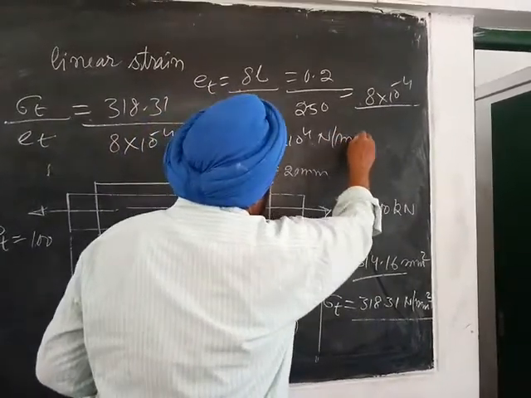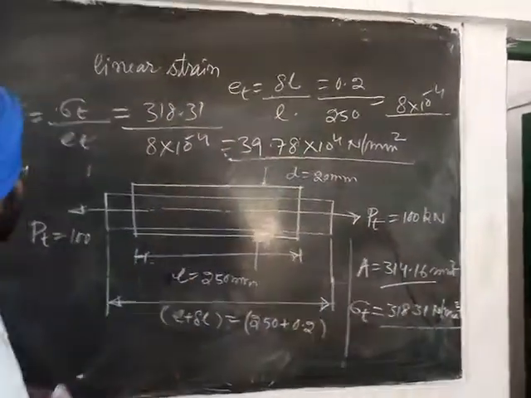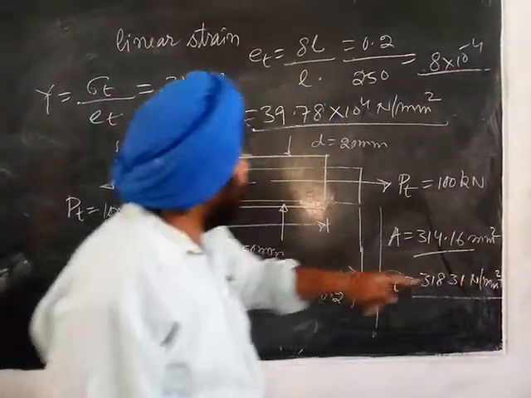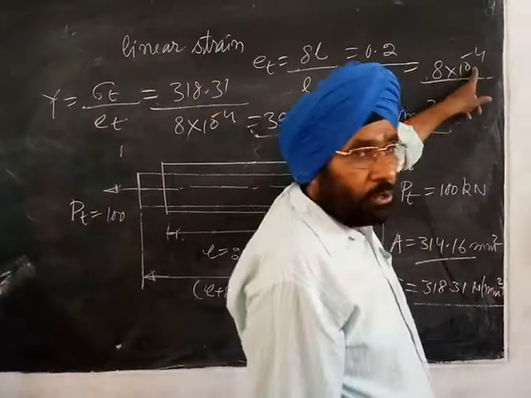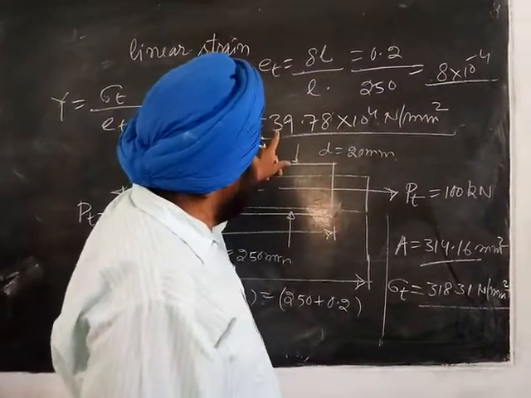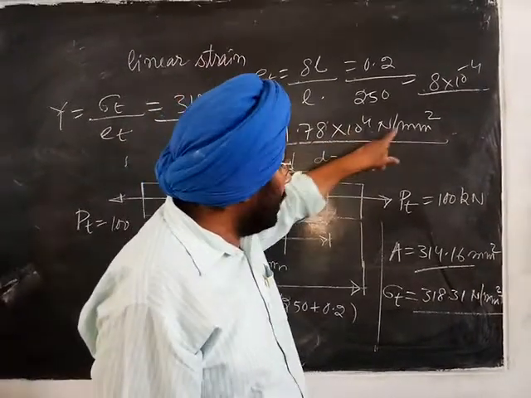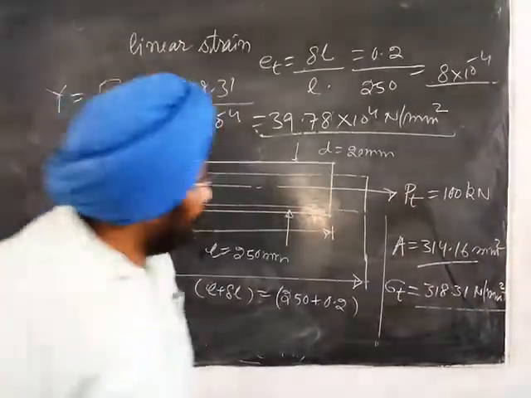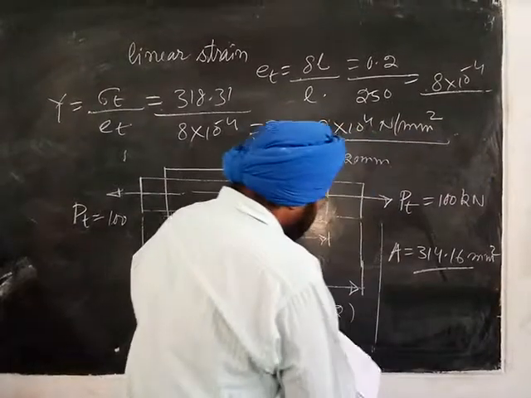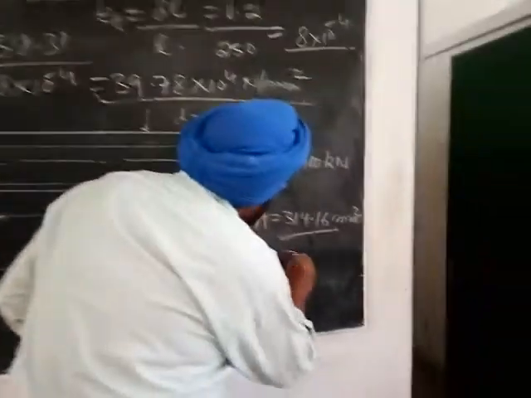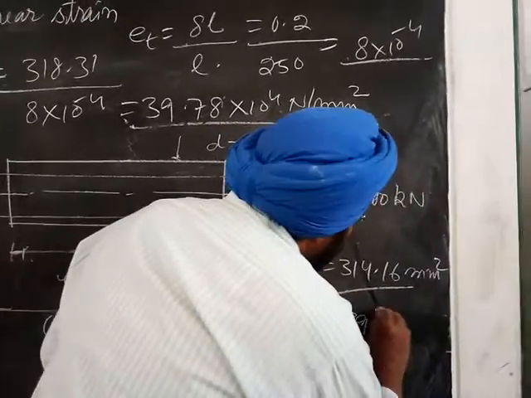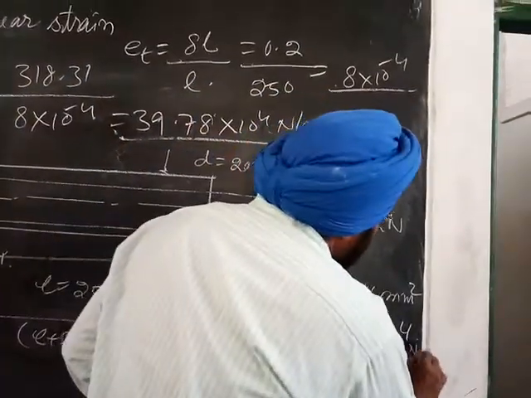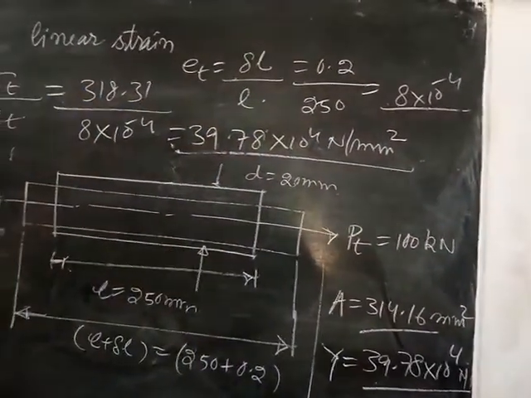Newton per square millimeter. So Young's modulus of elasticity is tensile stress upon tensile strain: tensile stress 318.31 and tensile strain 8 into 10 raised to the power minus 4. Then Young's modulus of elasticity is 39.78 into 10 raised to the power 4 Newton per square millimeter. So then what is Poisson ratio?